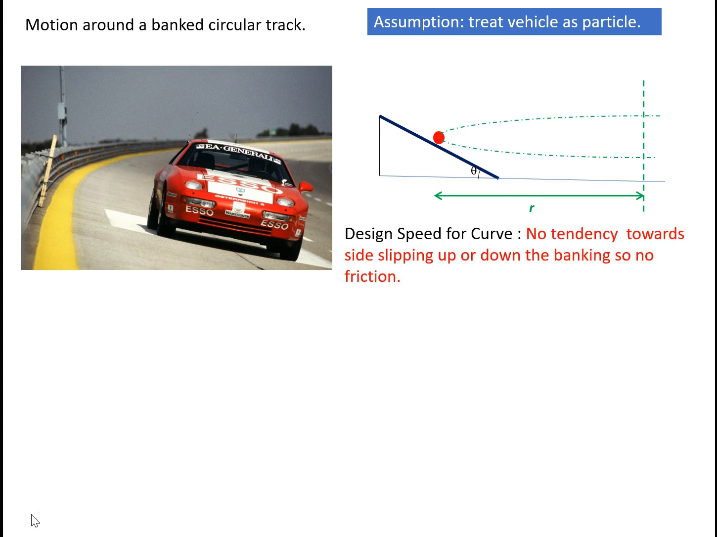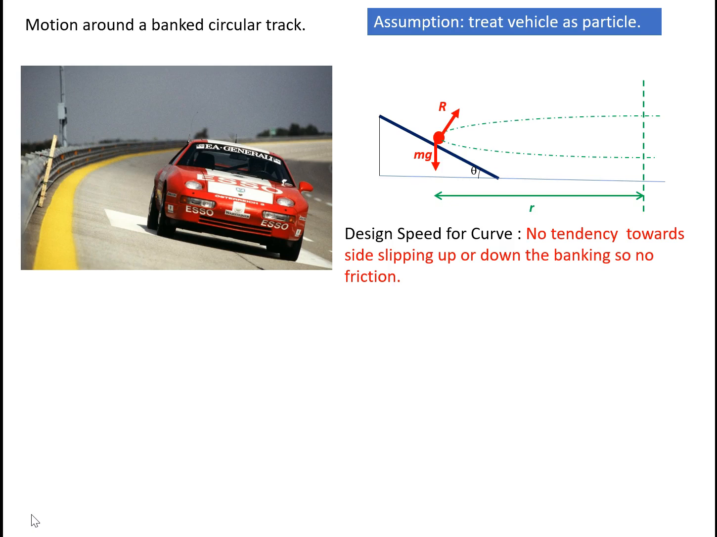The design speed for the curve is the speed of the car for there to be no tendency of the car to slip either down the banking or up the banking, so that there's no friction acting down or up the inclined plane. That means that the forces acting are simply the weight of the object and the normal reaction of the object. In this case, the object's the car, of course.